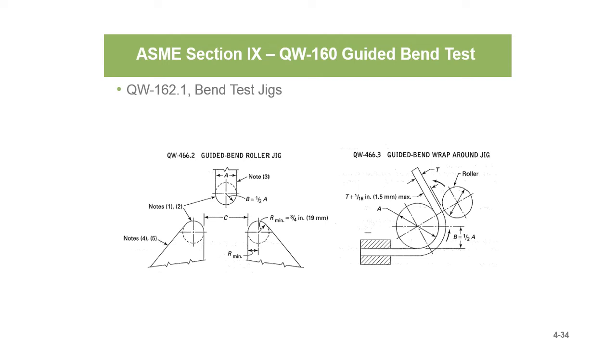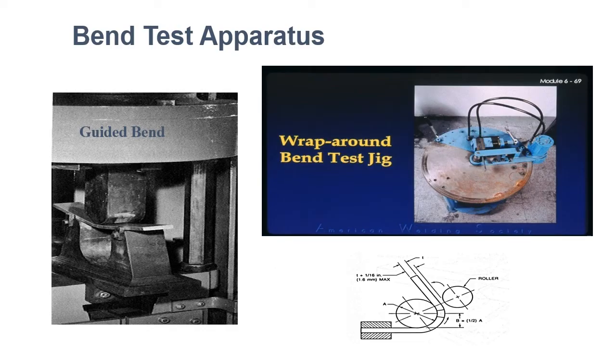Here's a bend test jig. You can see the guided roller jig on the left, and then the guided bend wraparound jig on the right. Like I said, there's two different types. We looked at that in a previous slide, but this gives you a little better idea of what's going on. Here you can see we've got another bend test apparatus. We've got the guided bend test to the left in the black and white picture versus the wraparound bend test jig. So there's two different ways to get to the same point.